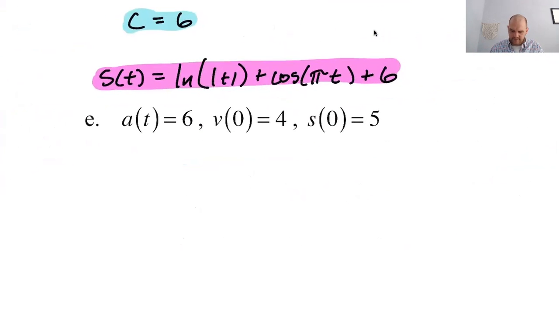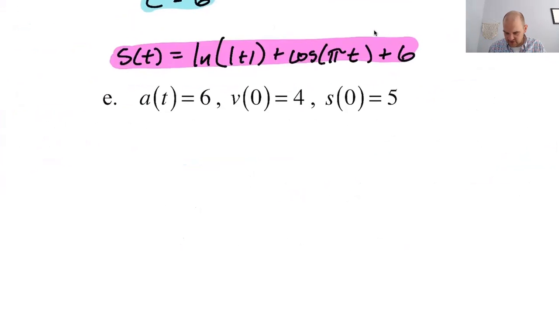All right. What do we got here? Okay, so now we've got an acceleration, which is just 6. Then we have a velocity at 0 of 4 and position at 0 of 5. So this is actually some extra steps here. I can go from acceleration to velocity in the same way that I've been going from velocity to position.